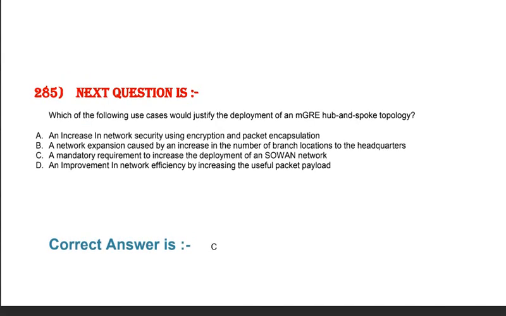Question is, which of the following use cases would justify the deployment of an MGRE hub and spoke topology? Option A, an increase in network security using encryption and packet encapsulation. Option B, a network expansion caused by an increase in the number of branch locations to the headquarters. Option C, a mandatory requirement to increase the deployment of an SD-WAN network. Option D, an improvement in network efficiency by increasing the useful packet payload. Correct answer is option C.